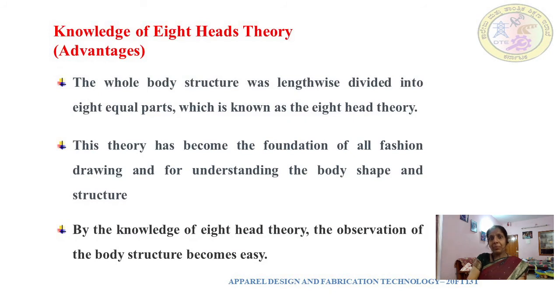Next is, the whole body structure is divided into 8 equal parts. As the actual calculation is 7.5 heads, but for easy calculations it has been made 8 heads. So this theory has become a foundation for a fashion designer, a fashion drawing creator, or to understand the body shape of a human structure.